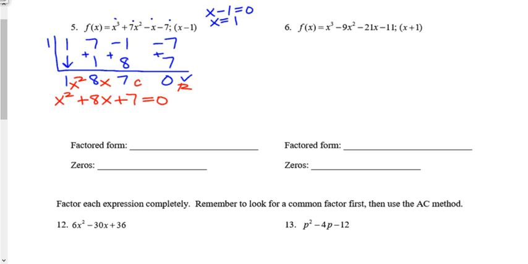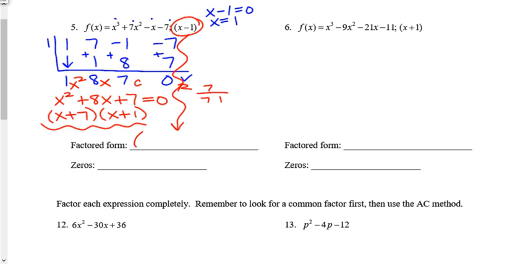And then my a value is 1 here, so factors of 7 that add up to be 8, 7 and 1, x plus 7, x plus 1. And then when I set those both equal to 0, I'm going to get negative 7 and negative 1. So my factored form is going to come from what they gave me and also what I factored. So I have x plus 7, x plus 1, x minus 1. My zeros are x equals negative 7, x equals negative 1, and x equals 1.